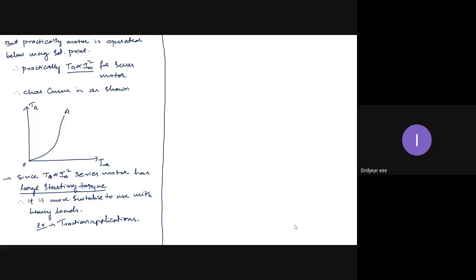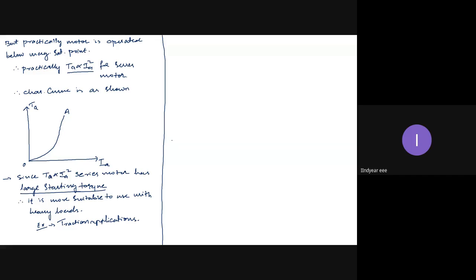So the first characteristic of the DC series motor gives us torque practically proportional to the square of the armature current, which makes the starting torque of the DC series motor very high. Because of this, I can use this kind of motor in large load applications where I have to start with a greater load torque on it. The best example is traction applications, like electric trains, where the starting load itself will be very high and it has to be driven.